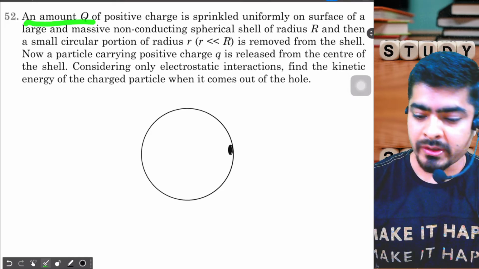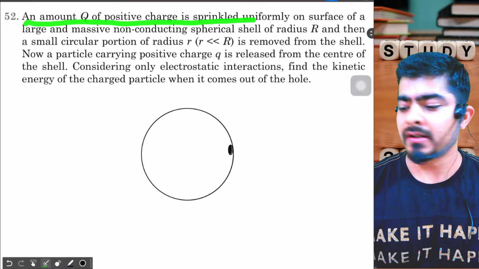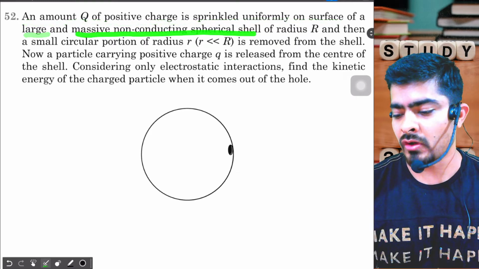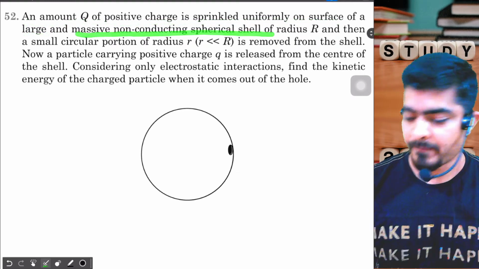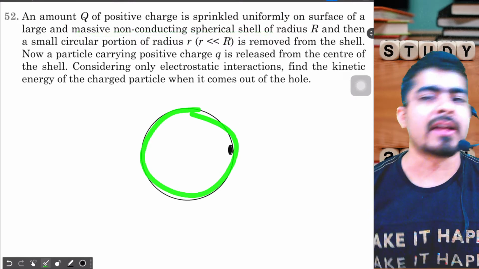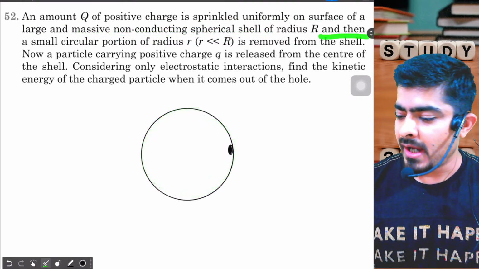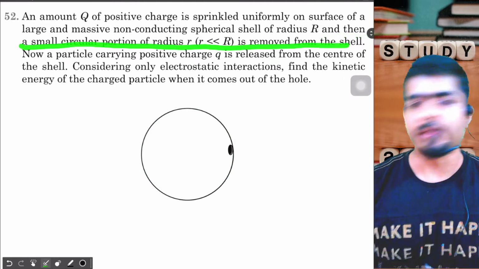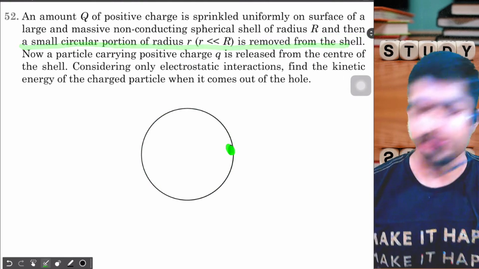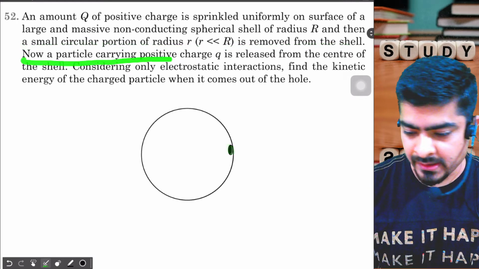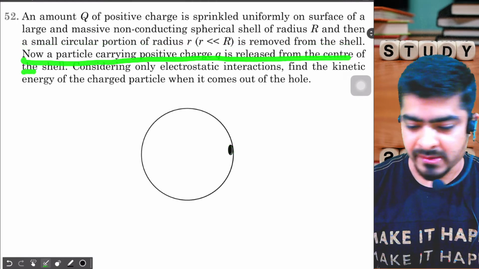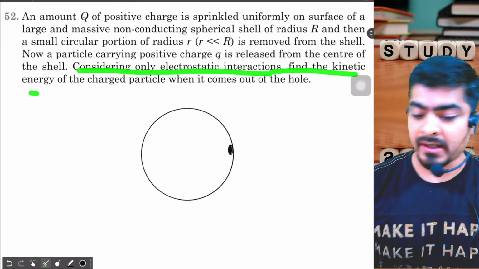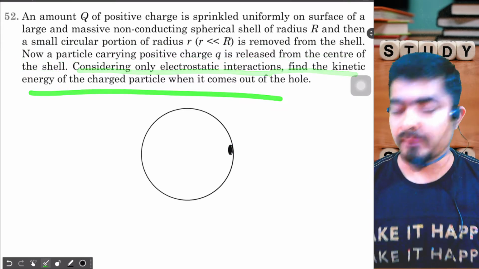An amount Q of positive charge is sprinkled uniformly on the surface of a large and massive non-conducting spherical shell of radius R. So we have a spherical shell of radius R with charge Q, and then a small circular portion of radius small r is removed from the shell. So we can see a hole over here, right? Now a particle carrying positive charge q is released from the center of the shell. Considering only electrostatic interactions, find the kinetic energy of the charged particle when it comes out of the hole.